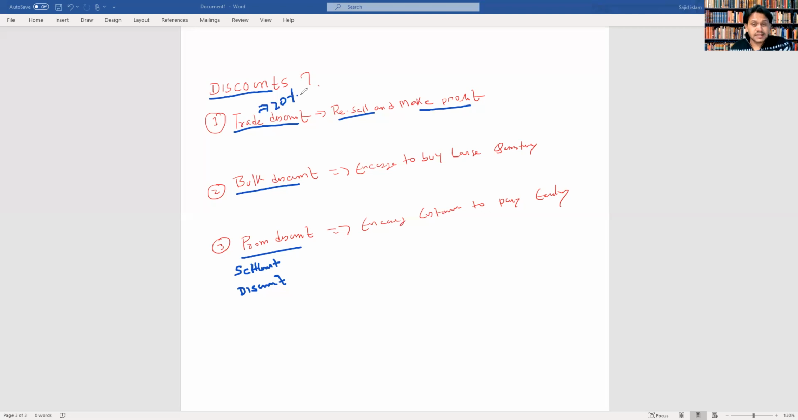So basically, this trade discount is business to business. When one business, the retailer, buys from the manufacturer, the manufacturer gives this trade discount to resell and make the profit. So trade discount, we always show in the invoice, and it will reduce the amount charged. Obviously, because of the discount, the customer is going to pay less.